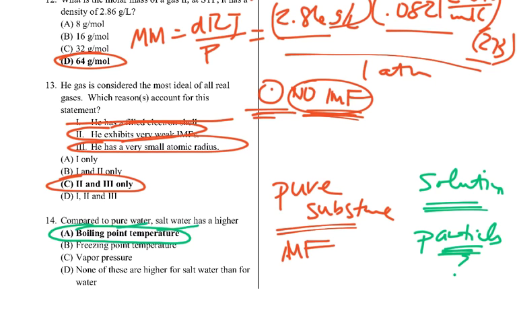It would have a higher boiling point, it would have a lower freezing point, and it would have a lower vapor pressure. And none of these are higher. Now, boiling point would go up.